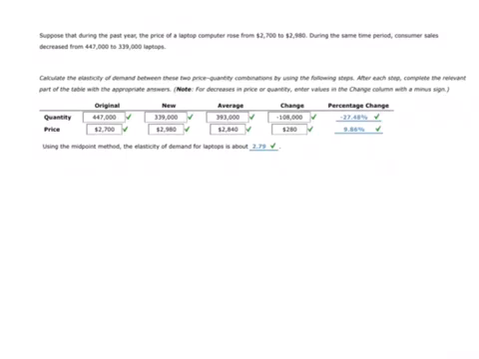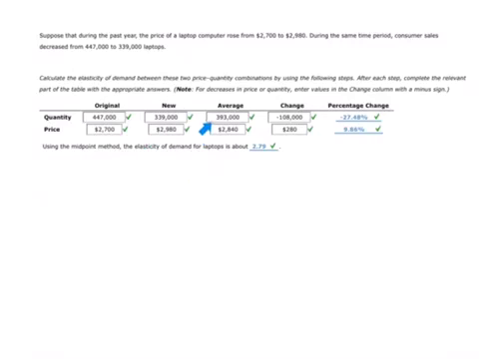So the original quantity was 447,000. The new quantity is 339,000. Original price 2,700. New price 2,980. That's just writing in the information.